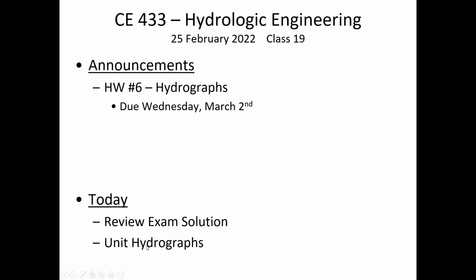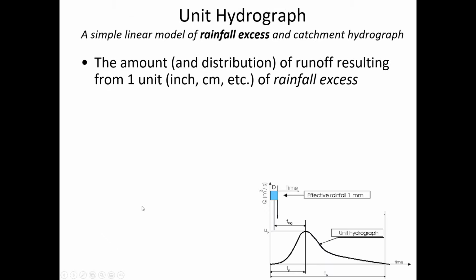We're going to be talking about unit hydrographs today. So let's get into that. A unit hydrograph is one of the simplest ways to predict what flow is going to come out of a watershed. And there's a couple of different ways to obtain a unit hydrograph, but the idea is that you measure what is the response out of a watershed when there's 1 unit of rainfall excess.